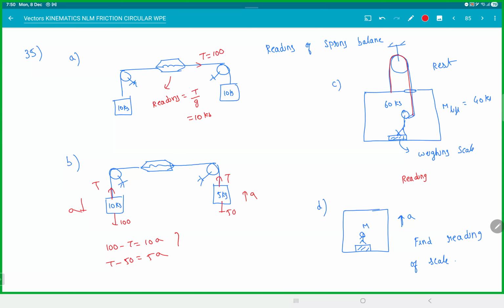If you divide them, you will get the value of tension from here, which is 10 times 5 times 2 by 15, which is 100 by 3... you will get 200 by 3 newtons. So the reading will be 20 by 3 kgs.